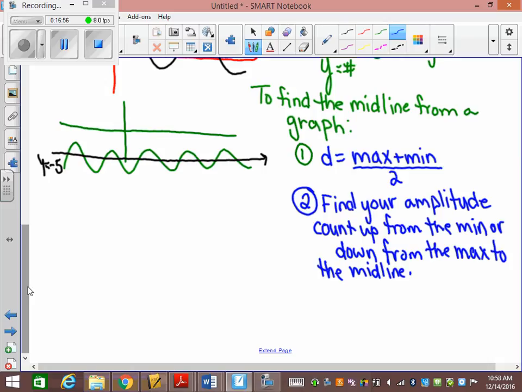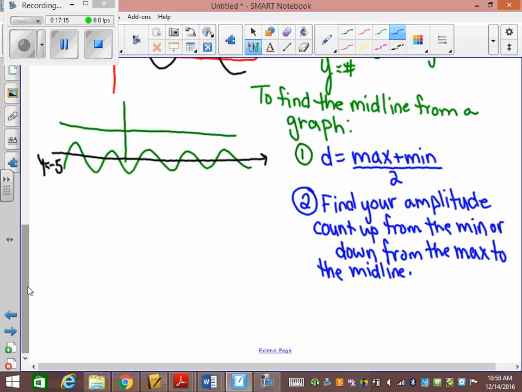Okay, flip back to the first page when you have that written. First page. Now we're going to find D of those graphs. And then we're going to find B of those graphs. And then we'll have the equation. Or we can answer any question about a graph.